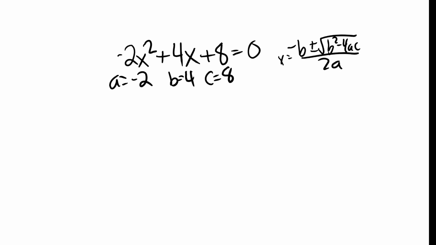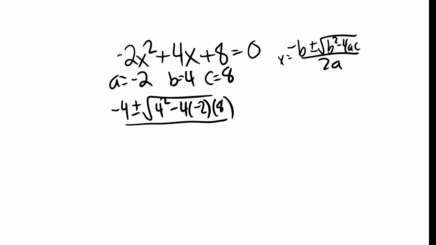All I did was pull the coefficients of x squared, that's a, pull the coefficient of x, which is 4, and pull the number at the end, and that's what c is, which is 8. Then we do negative 4 plus or minus the square root of 4 squared minus 4 times negative 2 times 8, plugging in my a, b, and c values, all over 2 times negative 2.